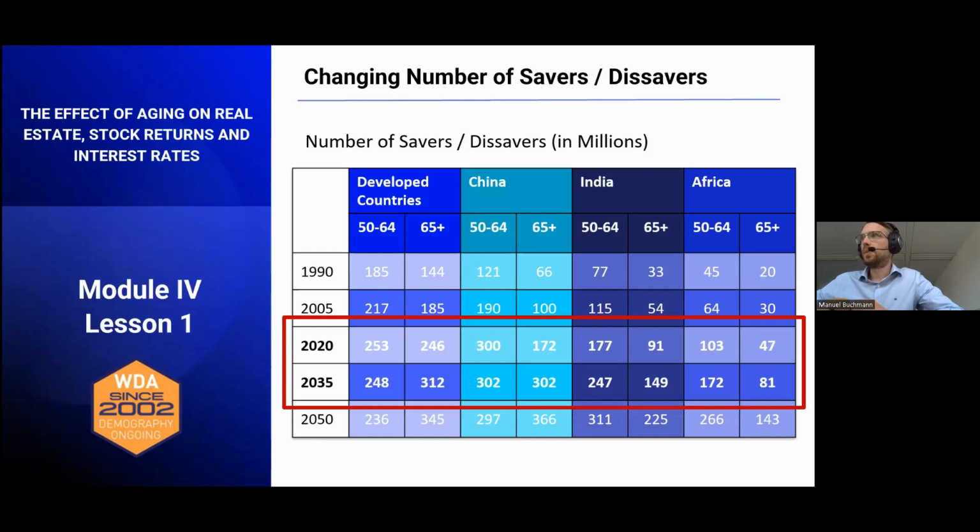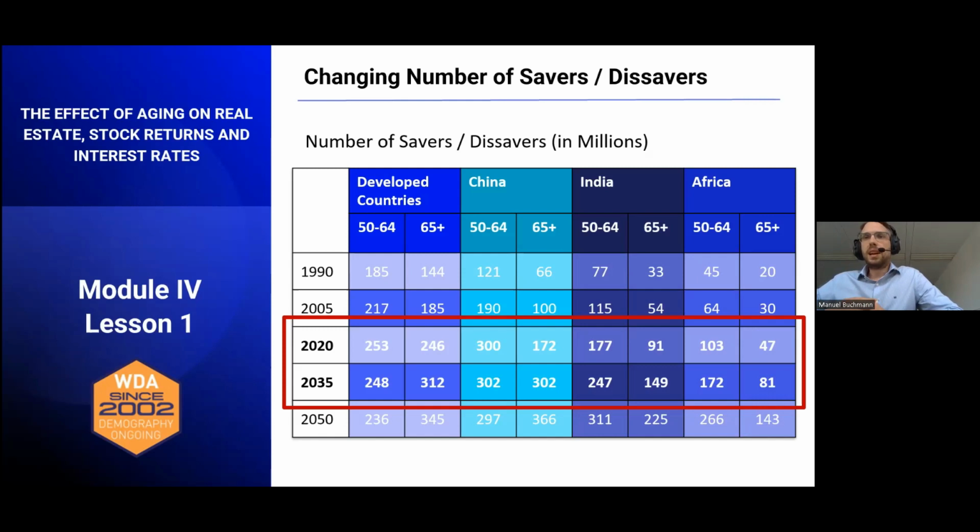Same in Africa. In Africa, what we see here is really, it's only starting now that we see savers in the first place. So every 15 years, we see an increase of around 30 million, and now between 2020 to 2035, an increase of 70 million savers. And if we look further into the future, another 100 million savers. So this is really starting to take off in Africa. We don't talk about the saving issue yet. This is very much into the future.